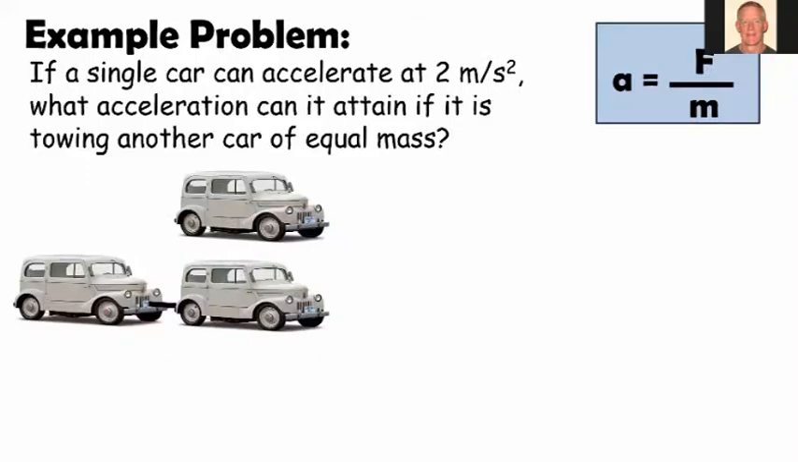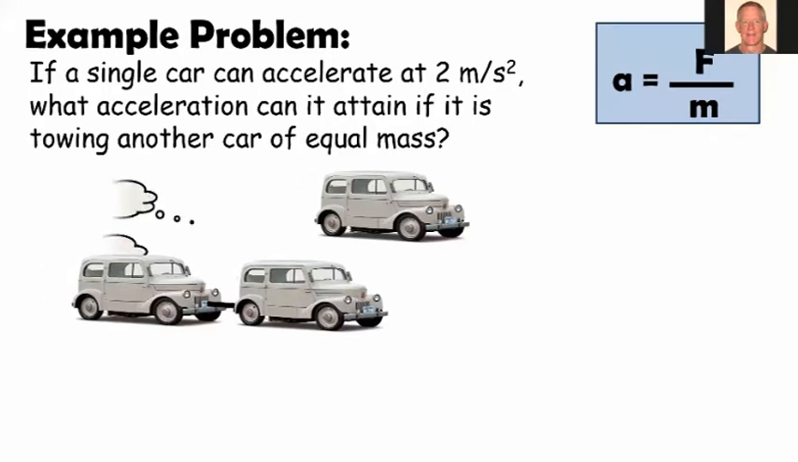All right, let's look at a couple simple examples here. If a single car can accelerate at 2 meters per second squared, what acceleration can it attain if it is towing another car of equal mass? Okay, so basically we're doubling the mass. So as the mass increases, what's going to happen to the acceleration? Well, we know it's inversely proportional to the mass, so it's going to decrease.